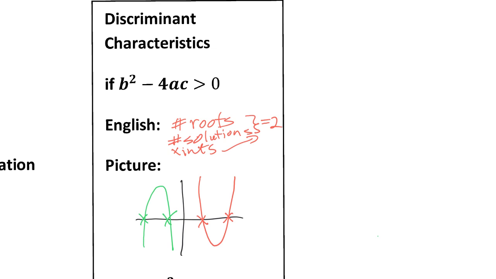So now let's go and do the next possibility. If the b squared minus 4ac is bigger than 0, that's what we have when our parabola is either opening up or down. It touches in two spots, or it has x-intercepts, or it has two unique solutions. Pause and copy this down.